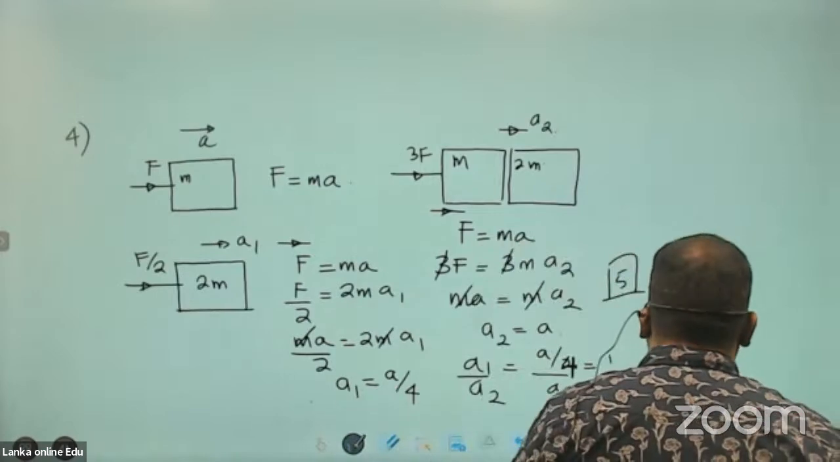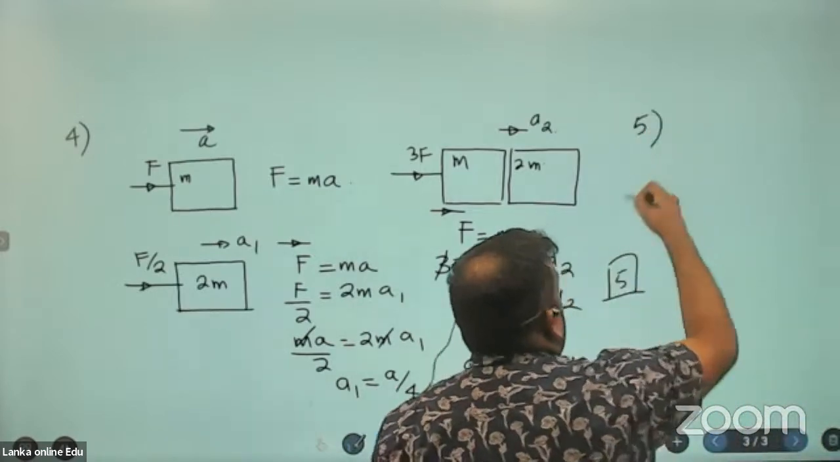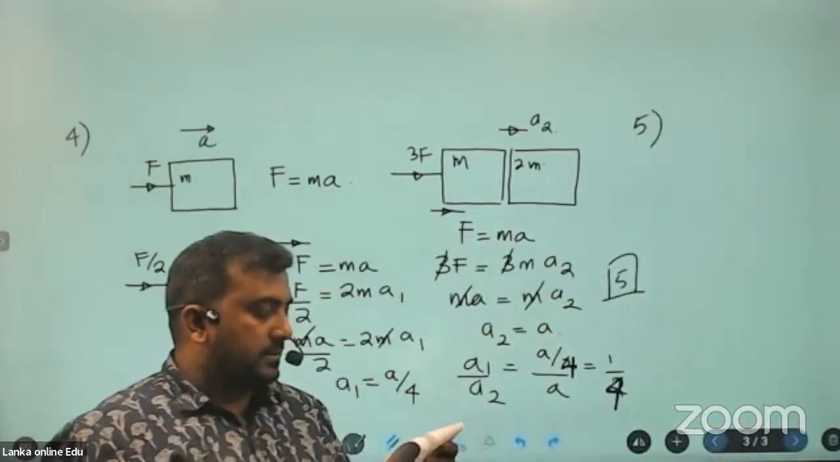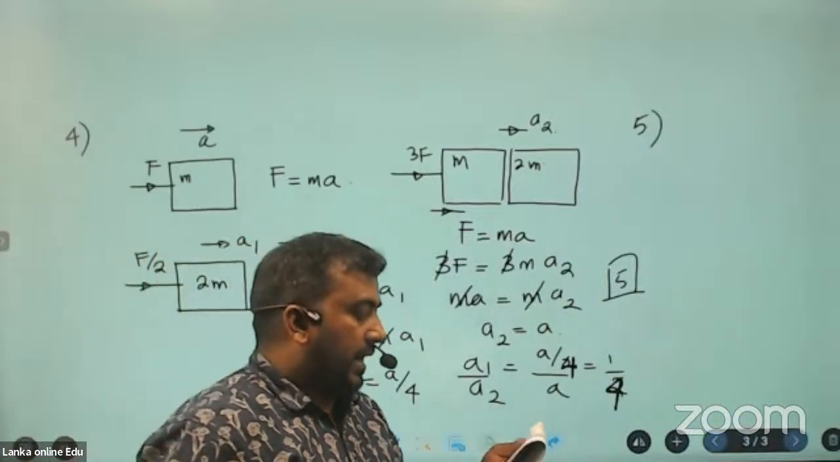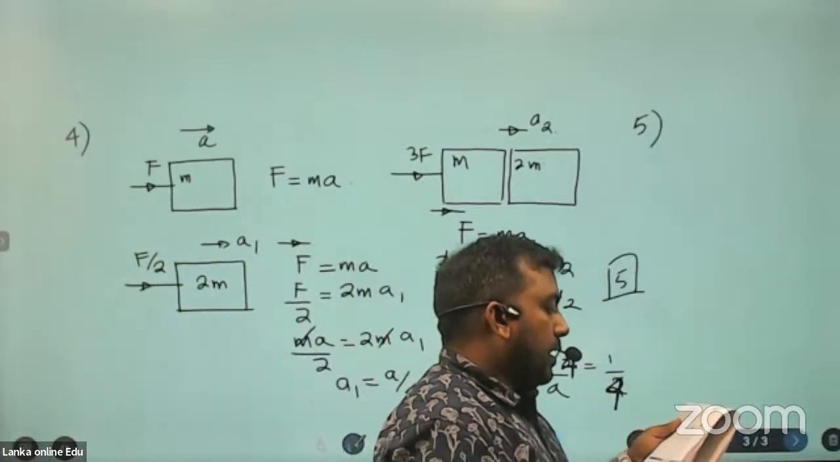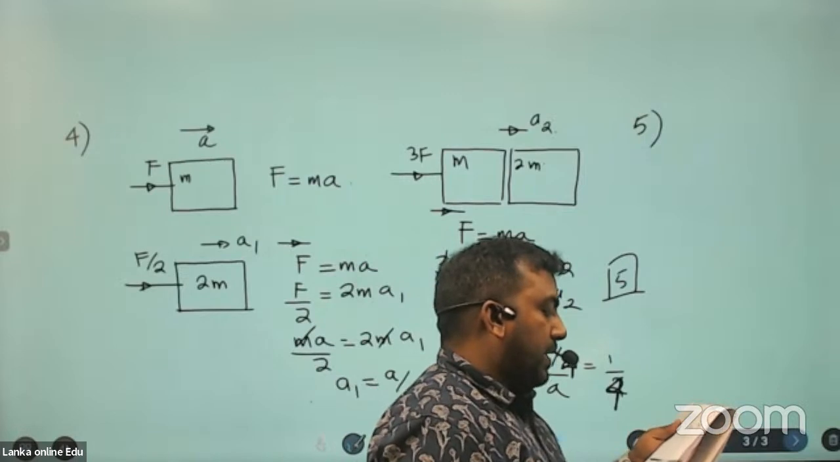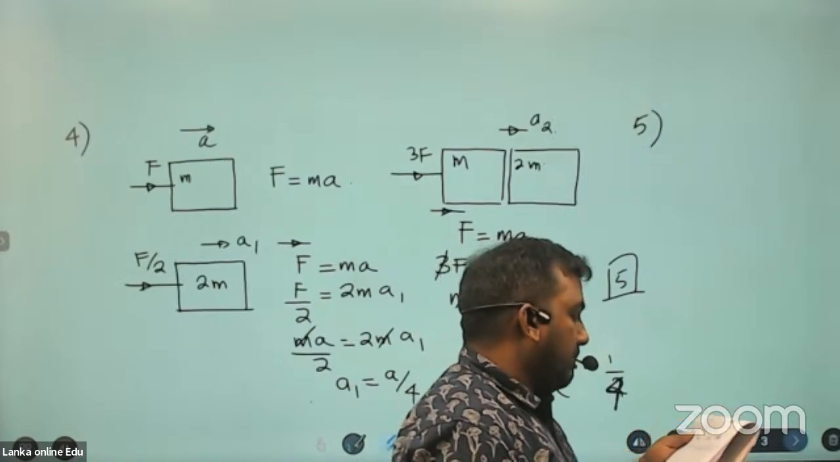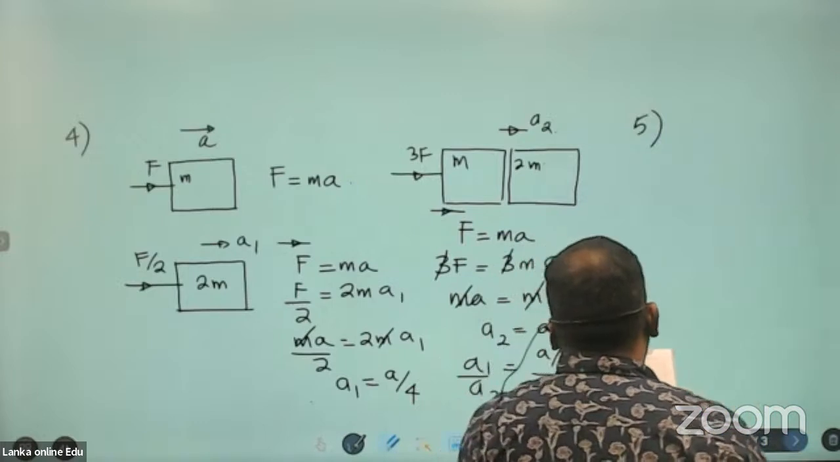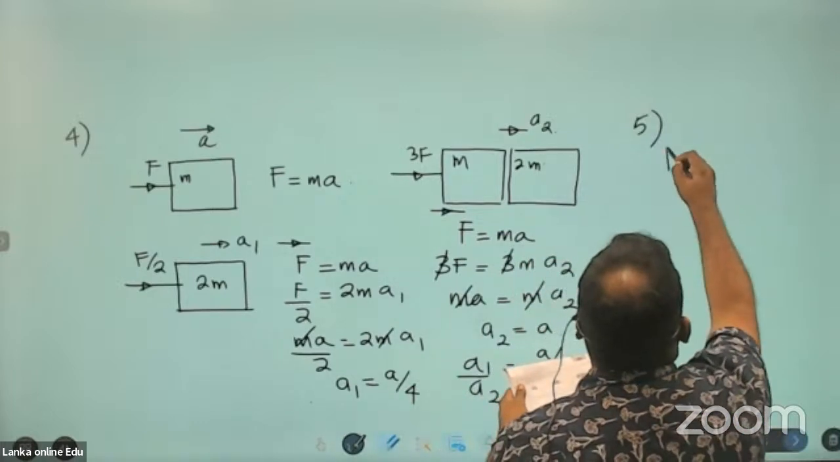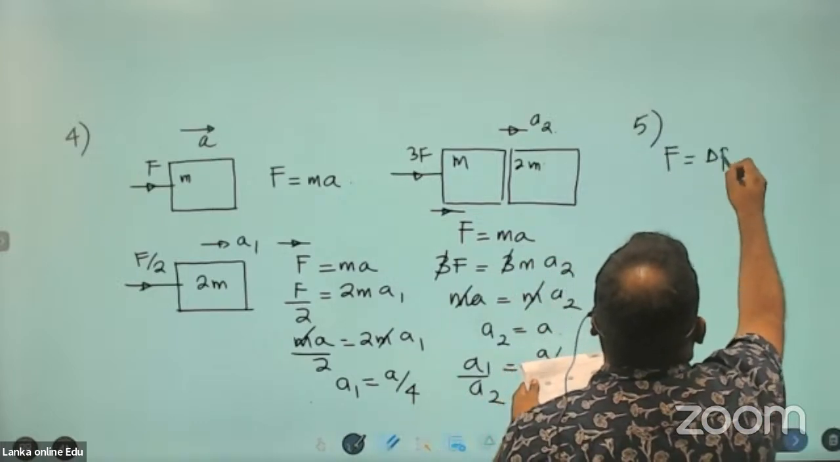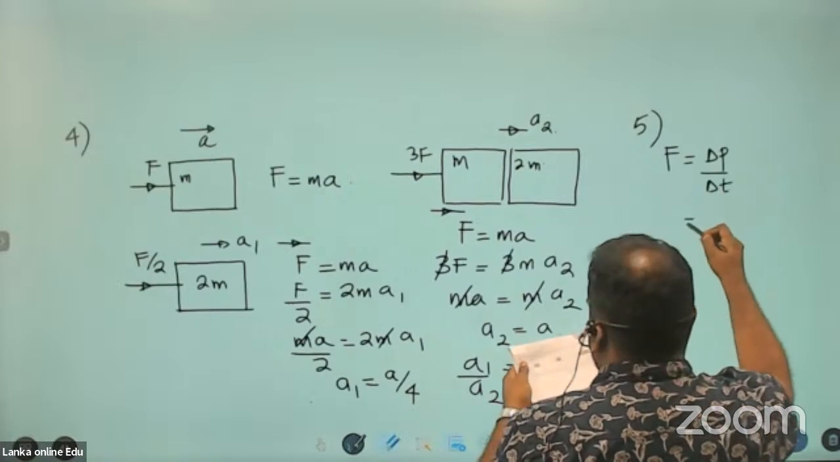Question number 5. Look at this. Mean force is the rate of change of momentum. Momentum of a ball changed by 10 kg m s^-1 during 20 milliseconds. What's the mean force? Mean force is change in momentum over change in time.